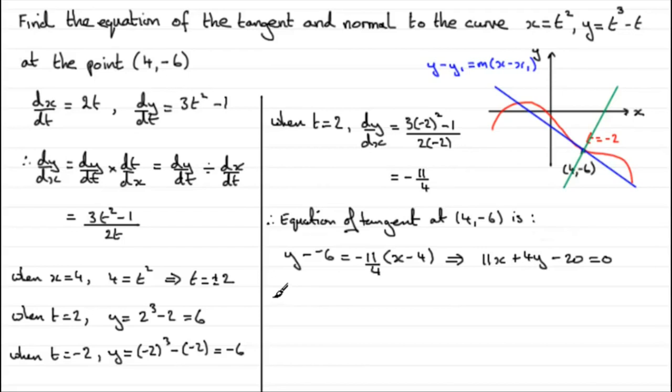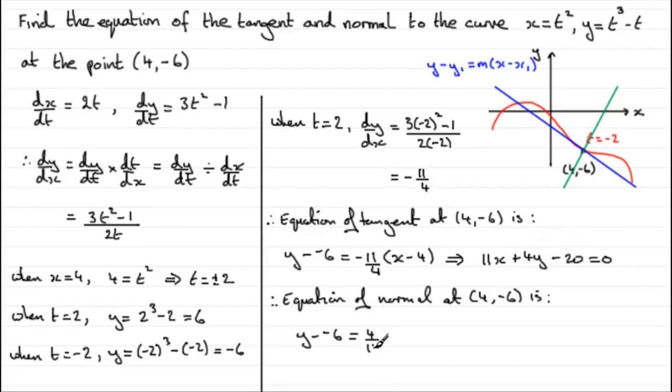So when it comes to the equation of the normal at (4, minus 6), what's that going to be? Well, it's going to be y minus y1, so that's y minus minus 6, equals m, the gradient, which we've seen now is going to be 4/11, the negative reciprocal of this, bracket x minus x1, x minus 4.